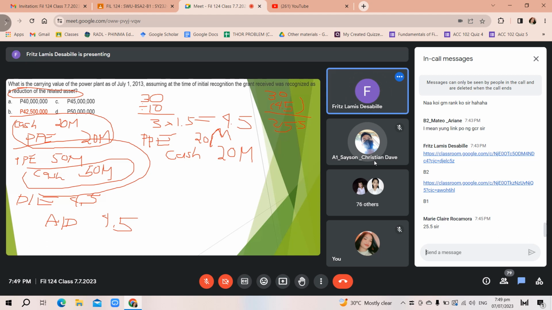7.5, but we only recorded 4.5. So we recognize additional depreciation. The depreciation should supposedly be 7.5, but we only recorded 4.5, so we catch up 3 million. Our entry: depreciation expense 3 million, and credit accumulated depreciation 3 million. Effectively, it has the same effect.